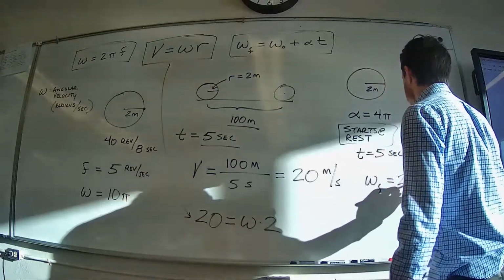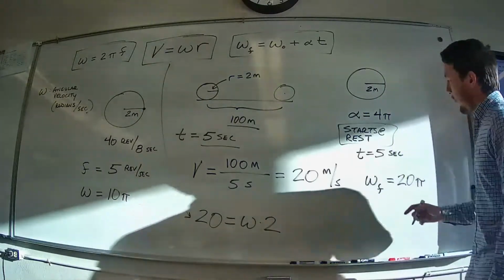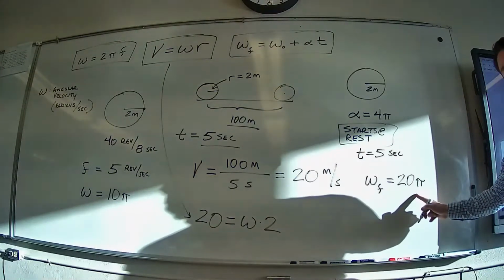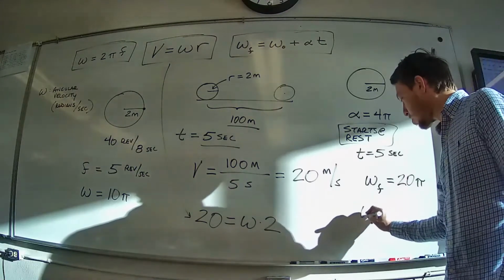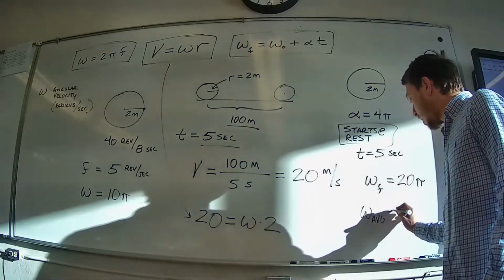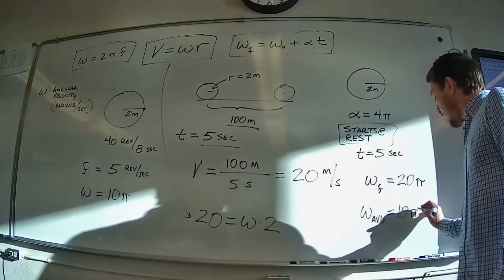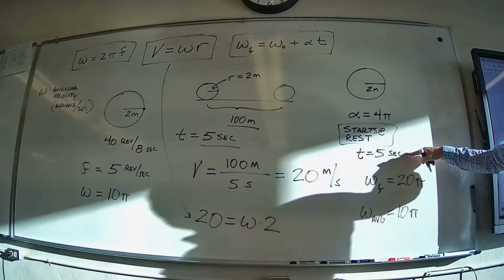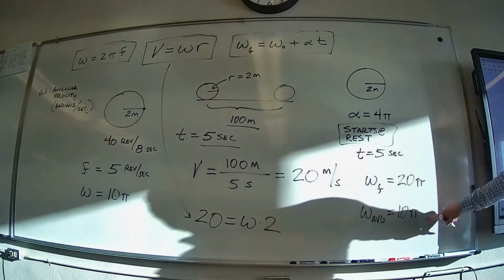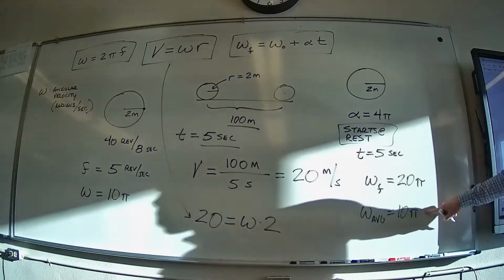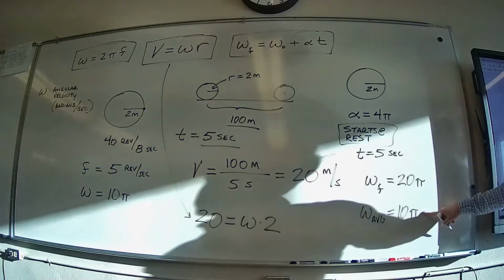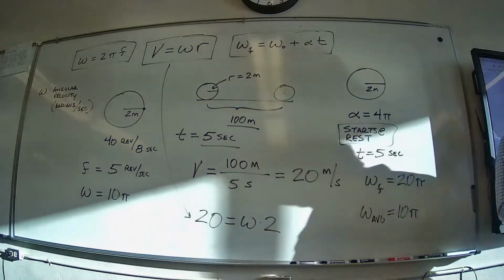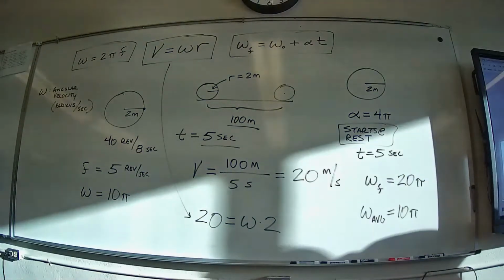Is this making sense or no? Okay, so if I went from 0 up to 20 pi, right? What was my average? 10 pi. So if I did an average of 10 pi radians per second for 5 seconds, that's how many total radians? 50 pi. How many spinnies is that? 25. So you have 25 revolutions.